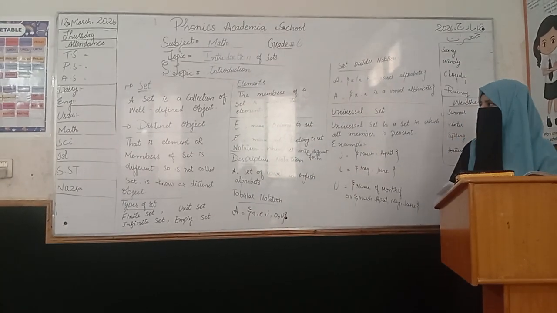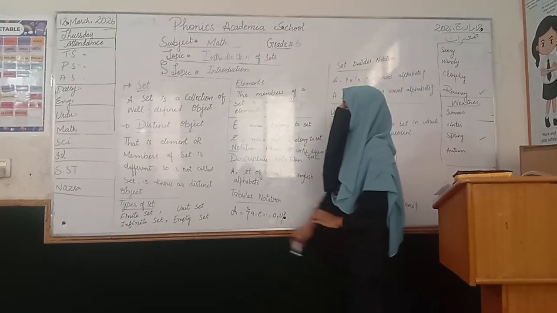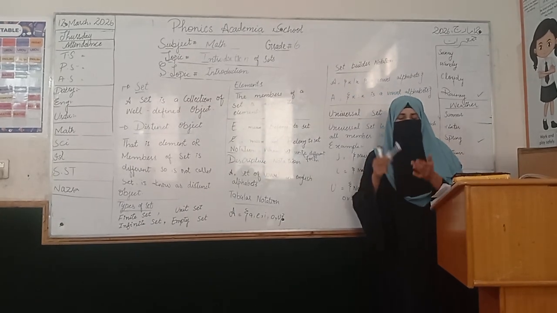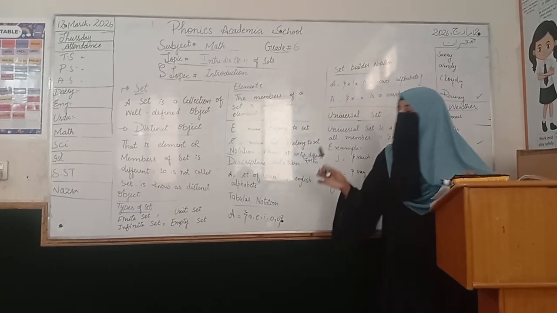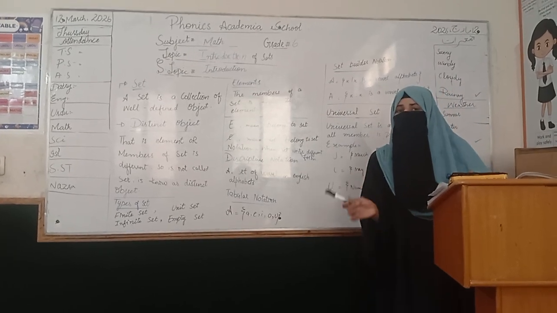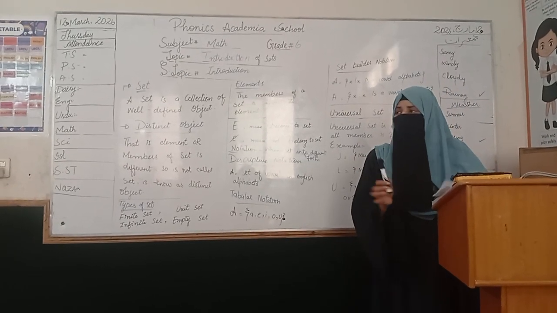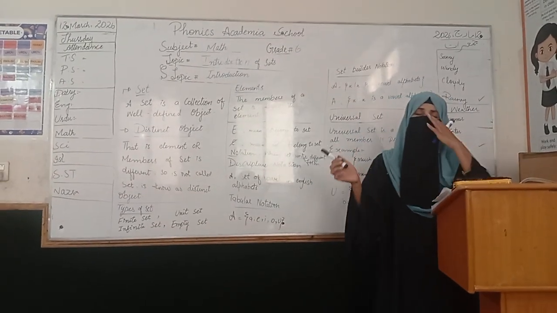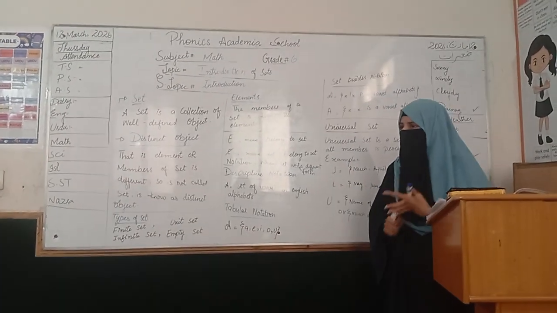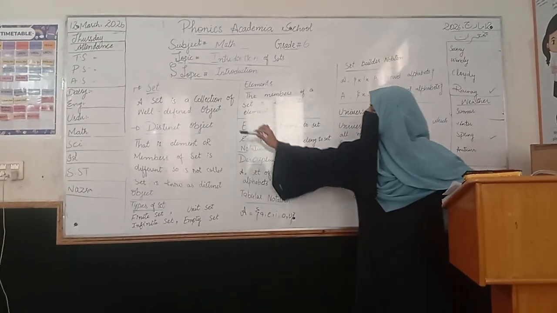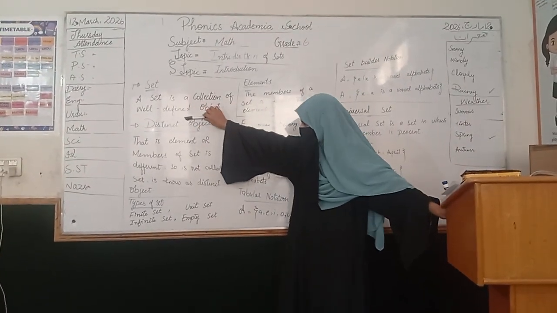So let me start. What is a set? A set is a collection of well-defined objects, in which all members of the set are related to each other and irrelevant members are not given. A related member is given in a set and a non-related member is not present. This is known as the well-defined object.